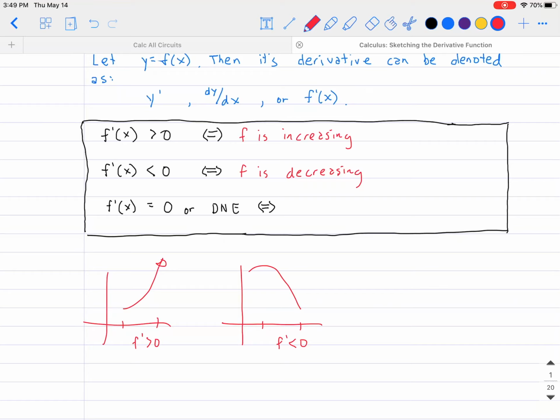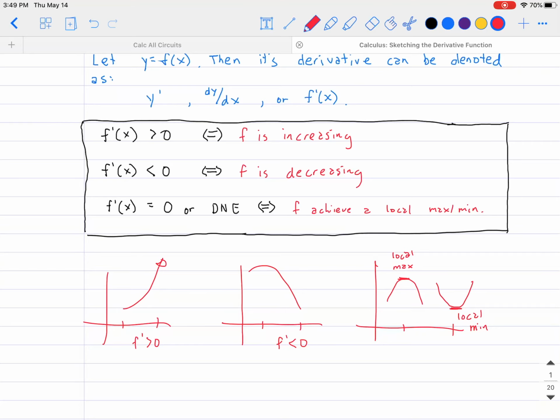Now what happens if f prime is equal to 0 or does not exist? For a graph, that means you have this scenario where at this point your slope is equal to 0, and the graph yields a maximum. More specifically, we call that a local maximum. Then you can also have a scenario where the graph is down here like this, which would be a local minimum. Both cases are where f prime is equal to 0. So f achieves a local max or minimum.